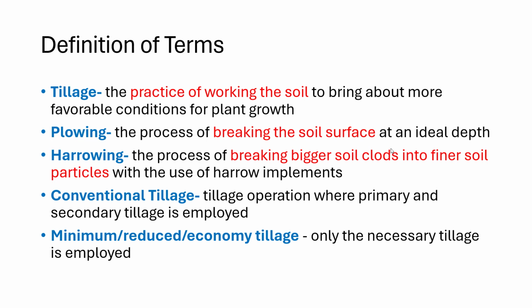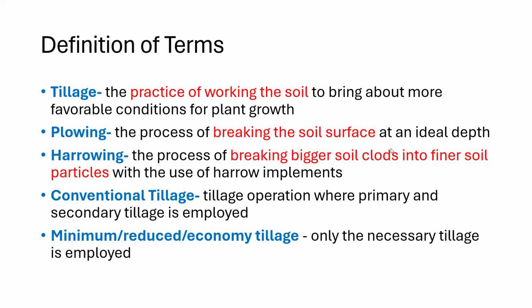The next term we have is harrowing. Harrowing is the process of breaking bigger soil clods into finer soil particles with the use of harrow implements. The harrow implements that we have are the spike tooth harrow and other harrow implements.